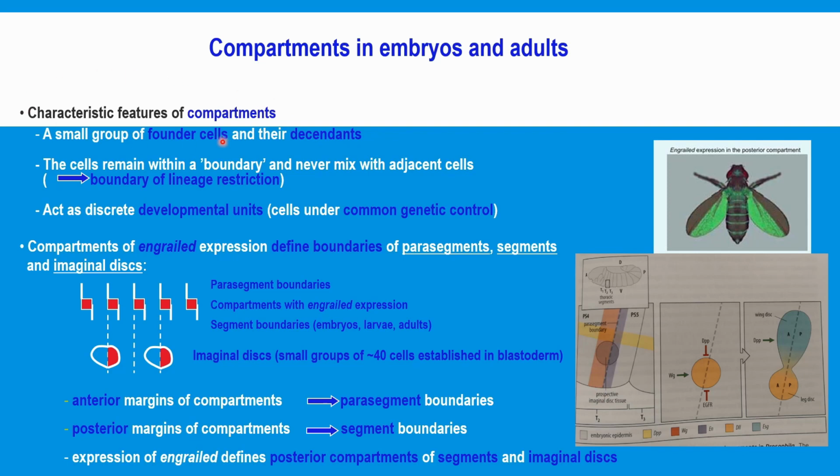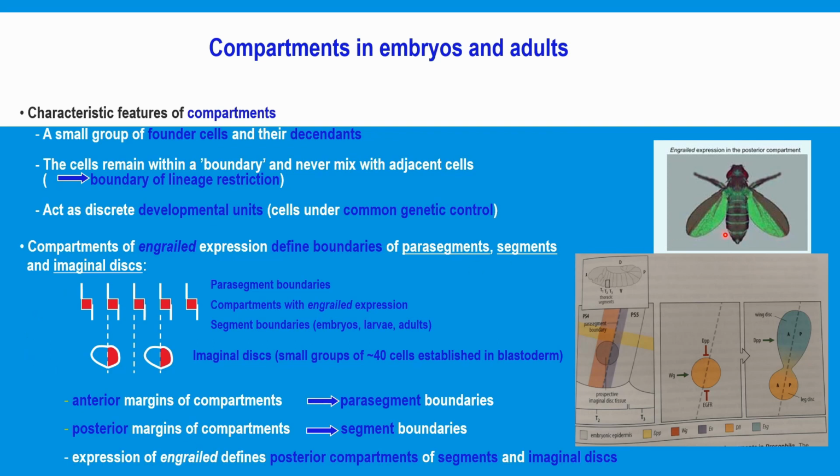And then we mentioned before what a compartment was. It was a small group of founder cells and their descendants that remain within a boundary and never mix with the adjacent cells. And they act together. They usually differentiate in the same way, so they're under common genetic control. And engrailed defines these boundaries of parasegments, segments, and in the imaginal discs, the posterior compartment is defined by engrailed.